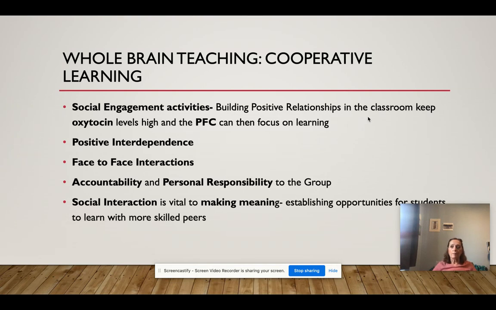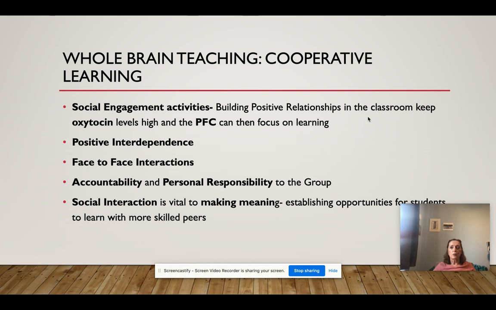So we know that building positive relationships in the classroom between you and the kids is important in establishing comfort, but it's also important to build those relationships among the students. So we need to build them, and no matter what setting we're in, whether it's the lunchroom, the school bus, the playground, they need positive relationships.